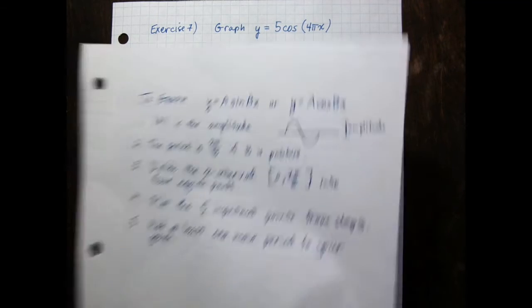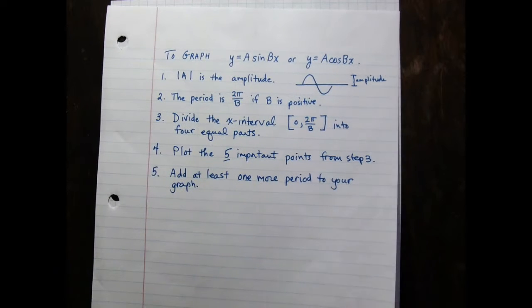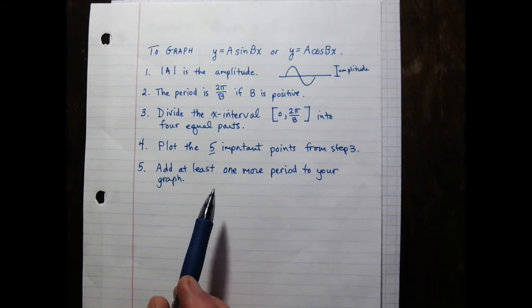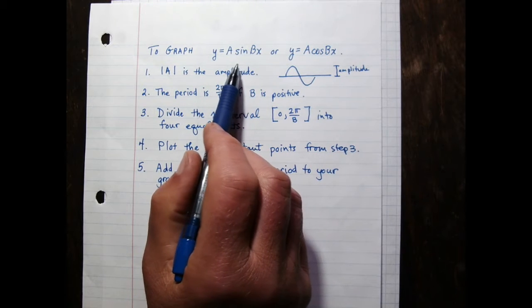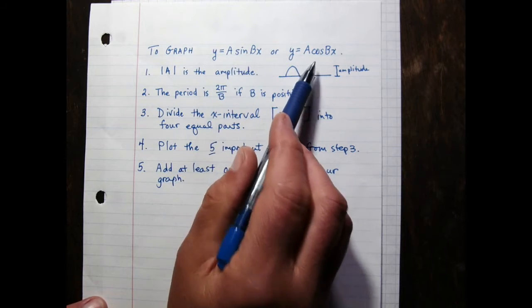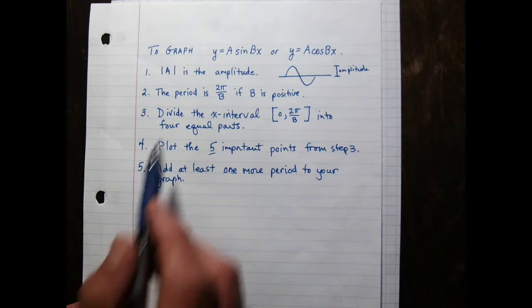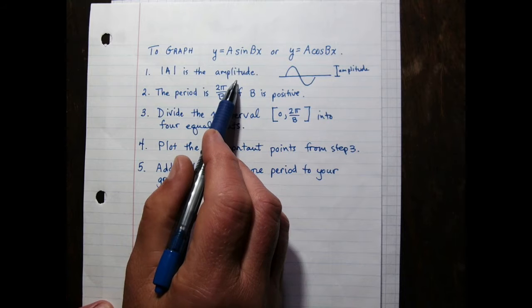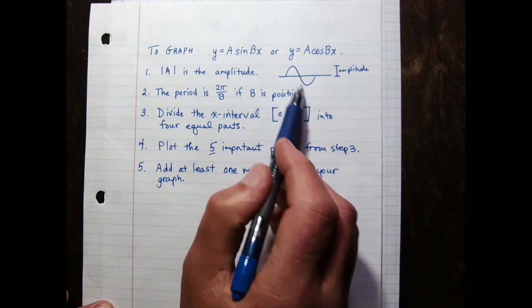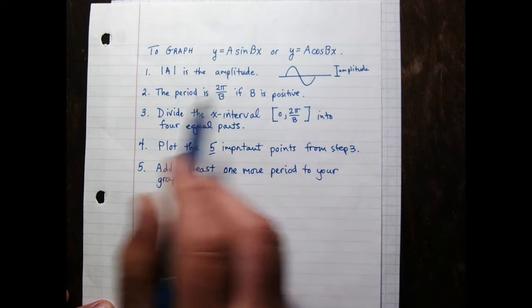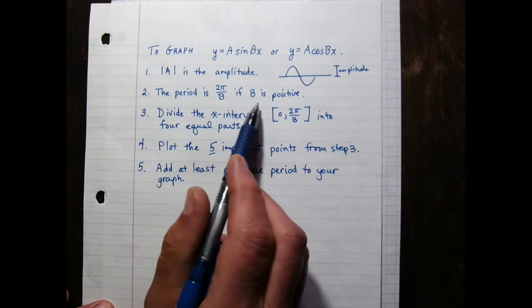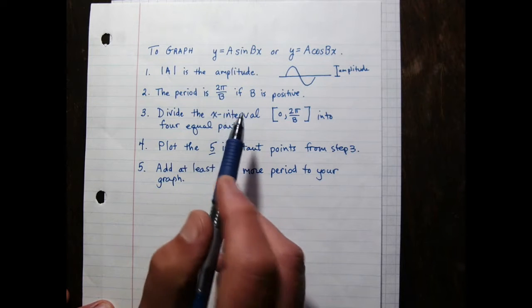So to sum up where we're at right now, I have these steps. This isn't our final process because we still have more issues to consider, but right now we can graph functions of the form y equals a sine bx or y equals a cosine bx. The absolute value of a is what we call the amplitude, and we have to pay attention to whether a is positive or negative because that tells us how to start the shape of the graph. The period is going to be 2 pi over b if b is positive, and b will always be positive for us, by the way.